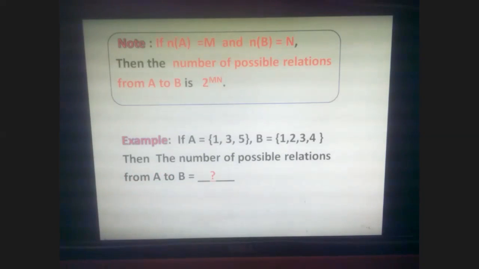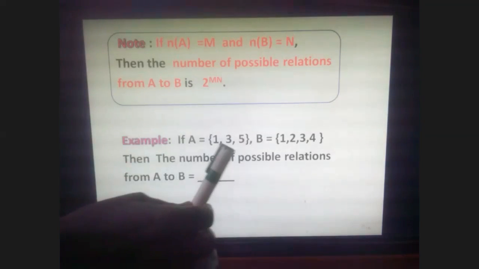Can you answer this question? If A is {1, 3, 5}, B is {1, 2, 3, 4}, how many relations are possible from A to B? Can one of you answer? Kushti, can you answer me? A is {1, 3, 5}, B is {1, 2, 3, 4}. 128. How much? 128. Are you sure? 2 to the power mn. What is your mn?